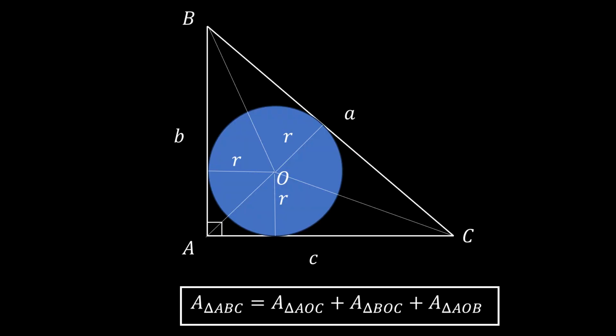We now approach the problem from a different perspective, using the area of the triangle. Consider the right triangle with vertices labeled A, B, and C, and let the center of the inscribed circle be labeled O. The total area of triangle ABC can be written as the sum of the areas of the three smaller triangles: triangle AOC, triangle BOC, and triangle AOB. Each of these smaller triangles has one side equal to the radius r of the inscribed circle and another side equal to one of the original triangle's sides. This decomposition will allow us to express the area of the entire triangle directly in terms of the radius r.